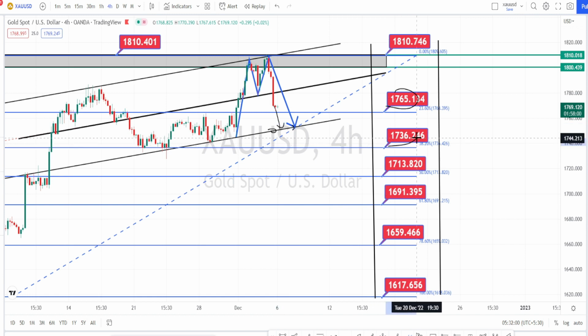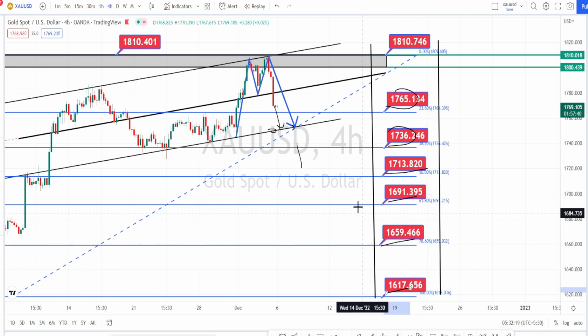we can expect it to test the support level of 1736, and once the price action breaks this support line, the next level of support is going to be around 1713, 1691, 1659 and 1617.